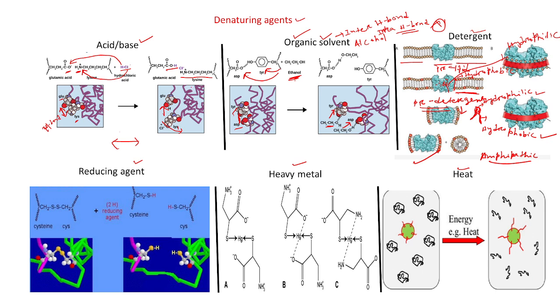The fourth one is the reducing agent. There are many types of reducing agents. What is a reducing agent? The agent which can reduce the molecule. For example, urea. Another is beta mercaptoethanol. So they are reducing agents.